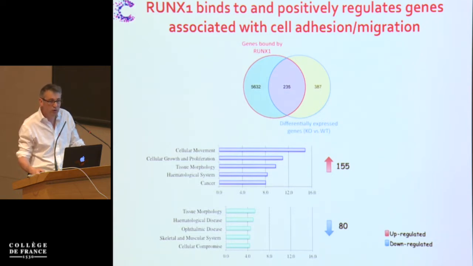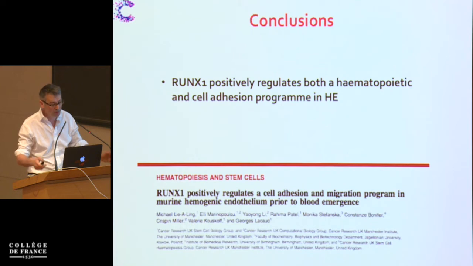and migration. This indicates that the first thing RANKS1 is doing is not really inducing a hematopoietic program, but probably it's implicated in the aggregation of this hemogenic endothelium, and perhaps the specification of these cells. So the main conclusion is that RANKS1 positively regulates both a hematopoietic and cell adhesion program in hemogenic endothelium.